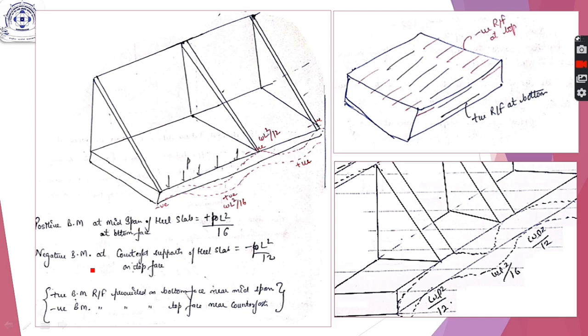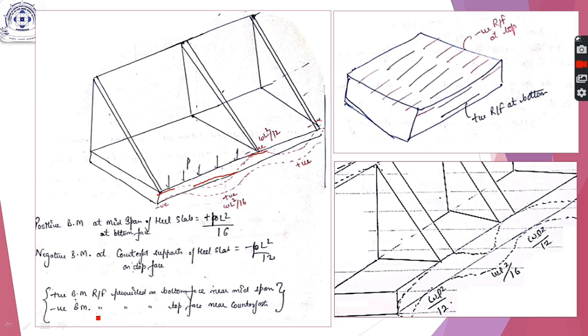So now again look at this diagram. There will be tension near the midspan on the outer face, and near the counterfort support the tension will be on the inner face. Therefore reinforcements are provided due to this positive bending moment. Reinforcements are provided like this in the middle portion on the bottom face, and due to this negative bending moment, the reinforcement is provided like this and like this on the top face. So I hope this concept is clear to you.